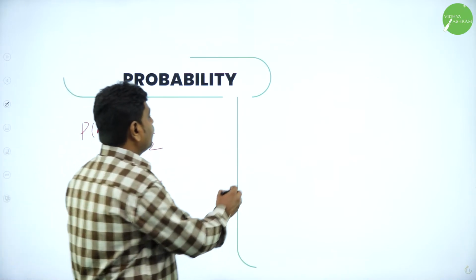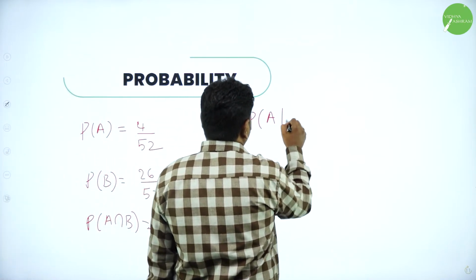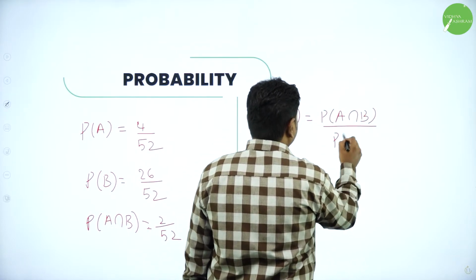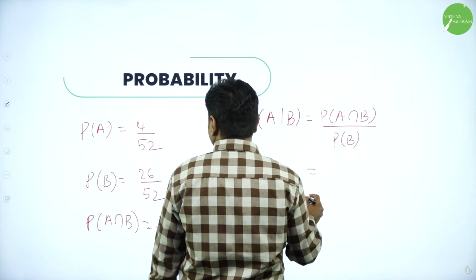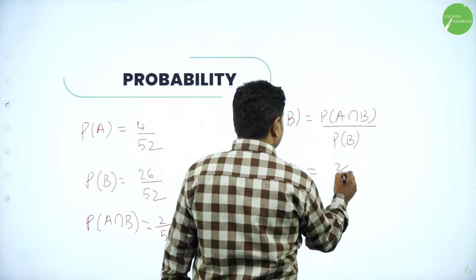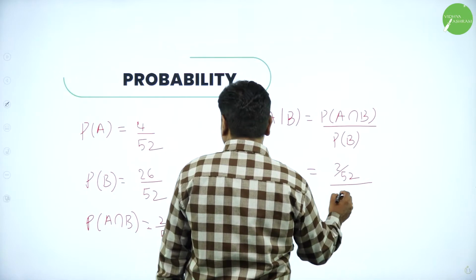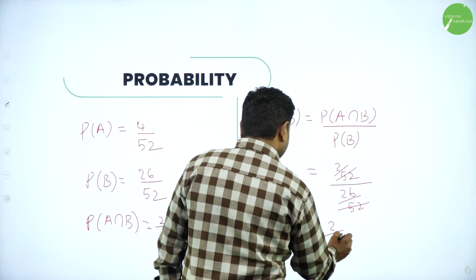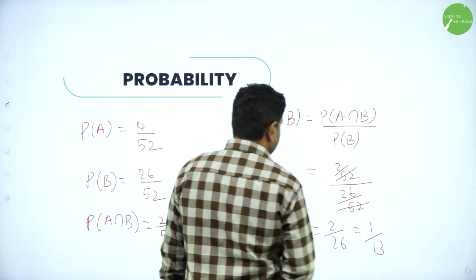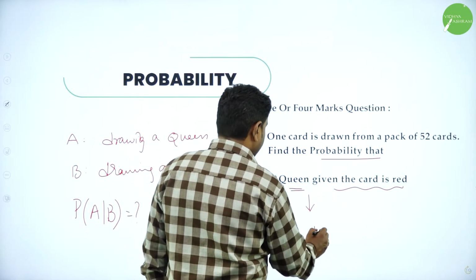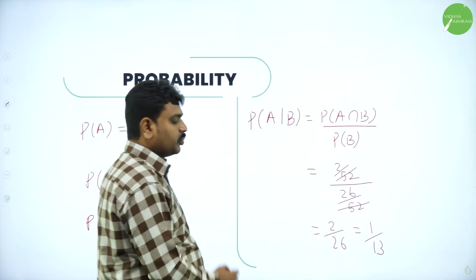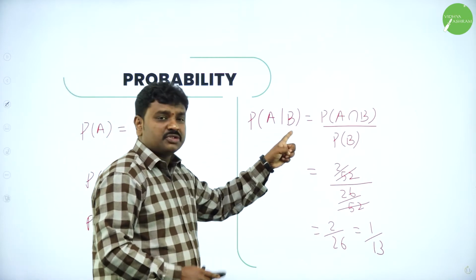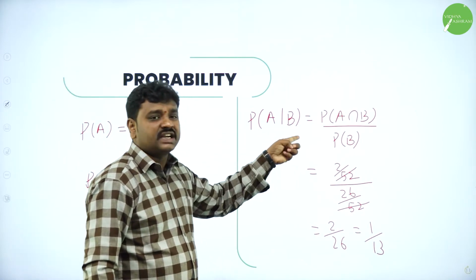So now they want P of A by B. All of you know what is P of A by B. P of A intersection B divided by P of B. So what is P of A intersection B? 2 by 52. What is P of B? 26 by 52. 52 cancels, 2 by 26. 2 by 26 is 1 by 13. So therefore the answer for this is 1 by 13. Now all of you understood this. Probability of A given B means probability of getting a queen given that the card is a red card.